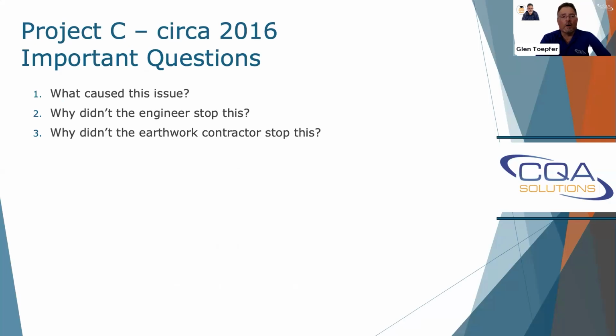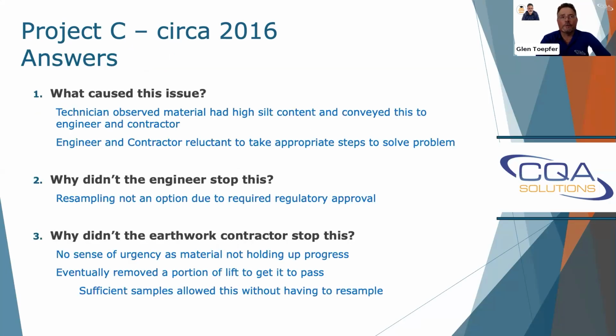So again, what caused the issue? Why didn't the engineer stop it? Why didn't the earthwork contractor stop it? The issue itself, I thought, was a high silt content, and I still stick by that today. We never really did find out because we got a couple tests to pass, and the rest of them, the contractor ended up removing and putting more material on. But both the engineer and contractor were reluctant to take appropriate steps at the time to solve the problem.